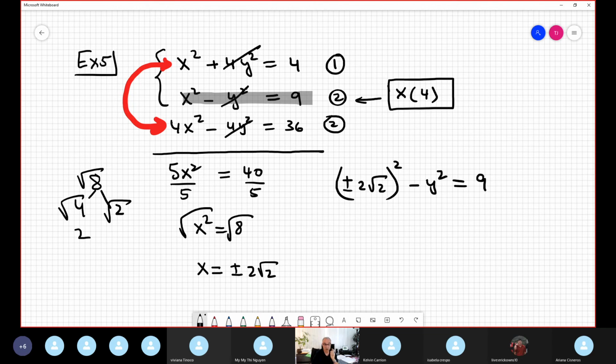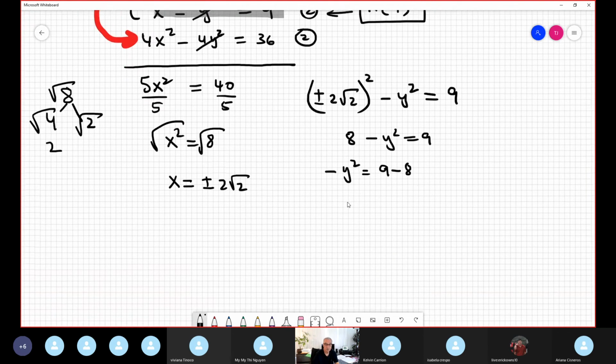That's my goal, to solve for y, no? And this is 8. It's so big, it's 8. 2 radical 2 squared is 8. It's exactly the same power. Minus y squared equal 9. Okay, entonces minus y squared is equal 9 minus 8, which is 1. Minus y squared is equal 1. Therefore, y squared is equal negative 1.